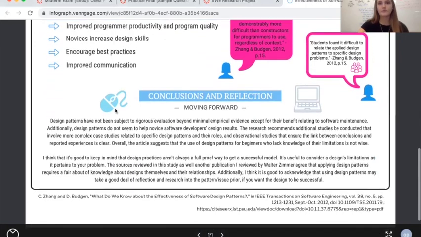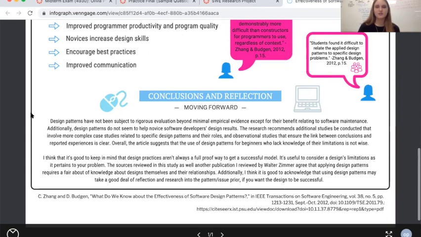So to summarize their conclusions and my reflection, they say design patterns haven't been subjected to enough rigorous evaluation beyond minimal empirical evidence, except for their benefit relating to software maintenance, which they did find. Additionally, design patterns do not seem to help novice developers' design results, and the research from this IEEE article recommends additional studies to be conducted that involve more complex case studies related to specific design patterns and their rules, and observational studies that ensure the link between conclusions and reported experiences is clear.